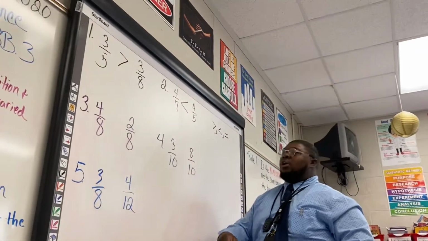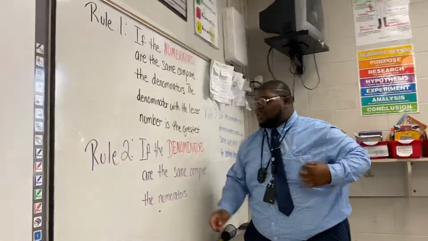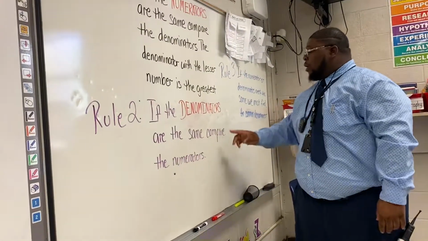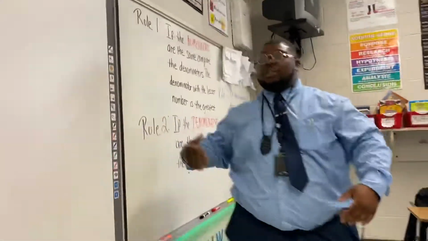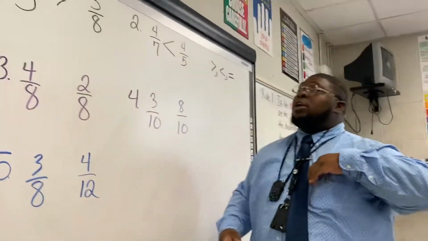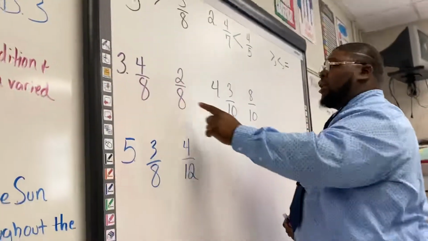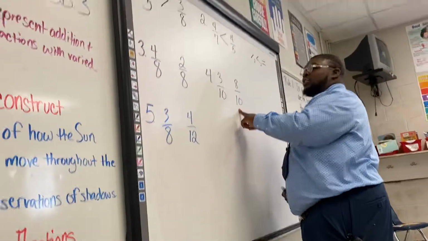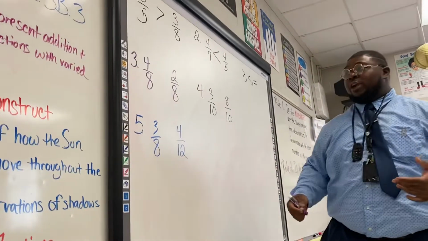All right, so now for numbers 3 and 4, we're going to look at rule number 2. Rule number 2 states: if the denominators are the same, compare the numerators. Okay, so if the denominators are the same, compare the numerators. In both problems number 3 and number 4, the denominators are the same, okay? They are the same, meaning that we need to compare the numerators.